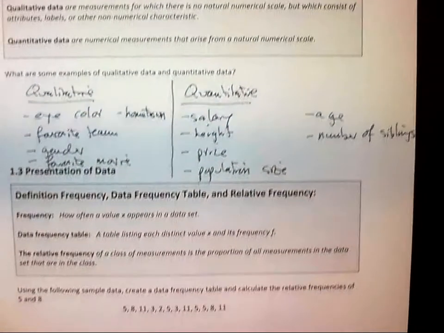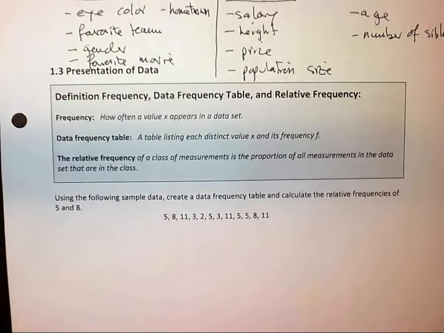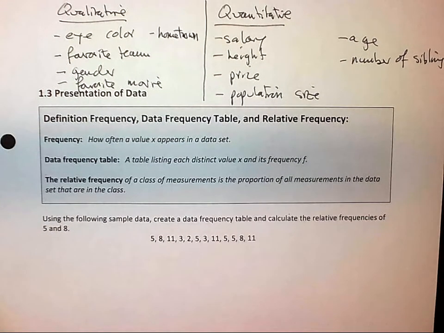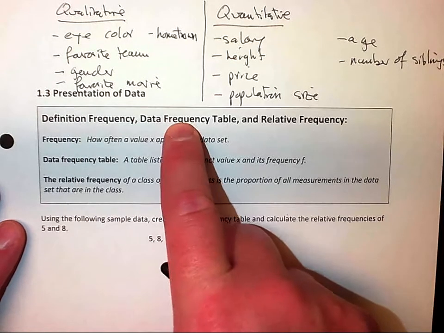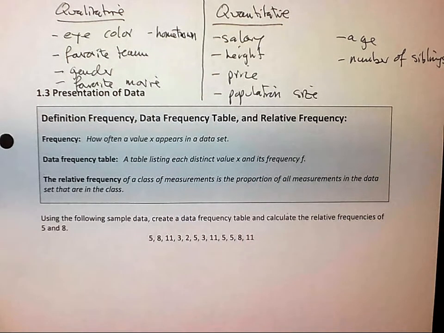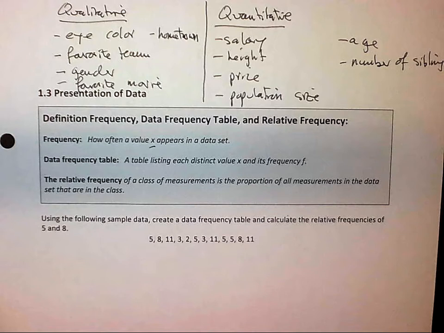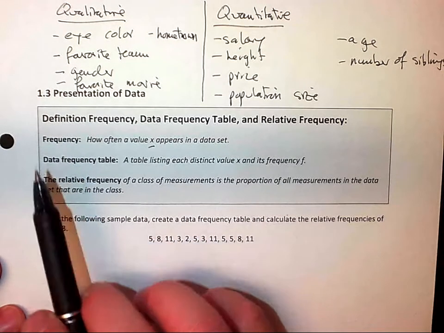All right. So now let's talk a little bit about the presentation of data. We're going to go over the definition of frequency, the definition of data frequency table, and that of relative frequency. The statistical meaning behind frequency is exactly what you would imagine, even in common everyday English. It's simply how often something occurs. Here in statistics, it's how often a value, any value x, appears in your data set or in your list of information.